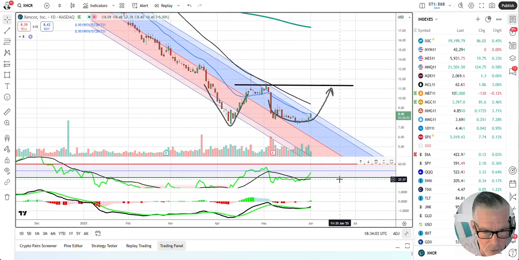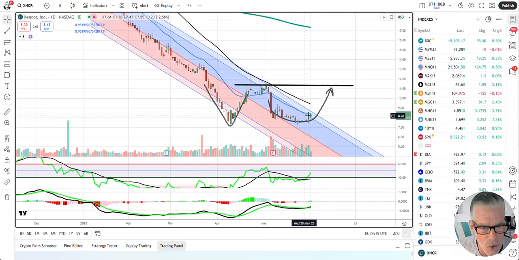That's this green line that I have down here. And you can see this green line is the signal line for the RSI. The black line is the 10-period smoothing factor. And it has dropped below 40, and it's mostly staying below 40 throughout this whole bottoming period right here.